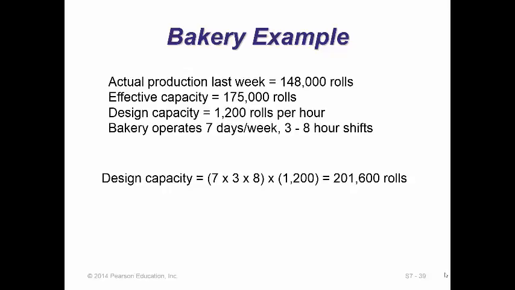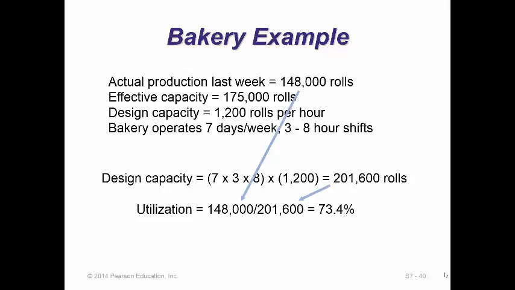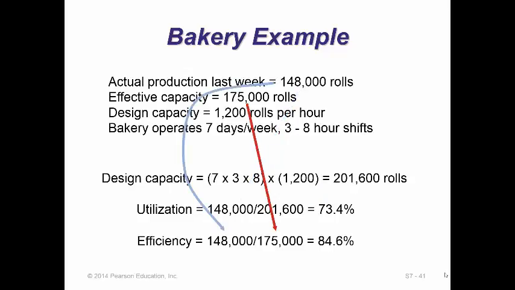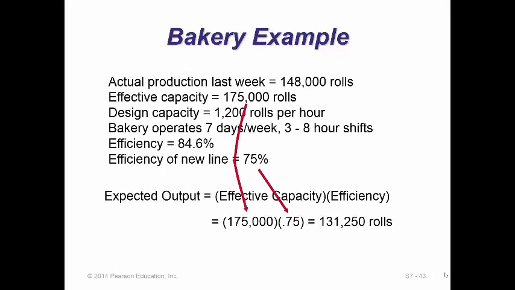Effective capacity, 175, so that might be their target. What they actually did was 148, and what the machine could do running flat out is 200,000. So, utilization rate, when you compare that, 73.4%, that doesn't look so good. Actually, that's not bad. The efficiency, measuring against the effective rate, is 85%.